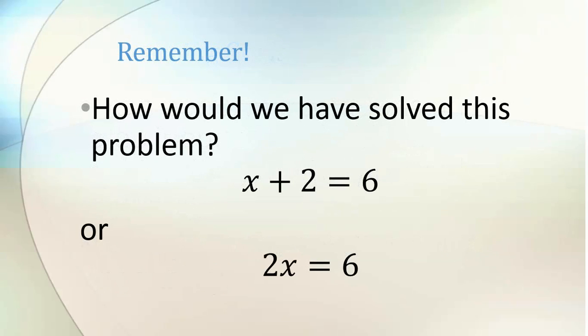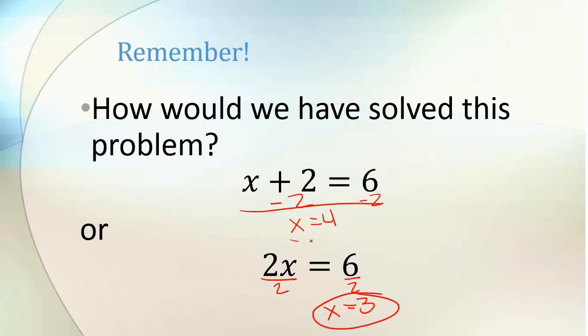Now, let's dust off some cobwebs. Do you remember how we would have solved these problems? x plus 2 equals 6, or even 2x equals 6. Well, you're probably saying, well, Ms. Marsh, that was just recent. We're going to subtract 2, and we get x equals 4. Divide by 2, and we'll get x equals 3.